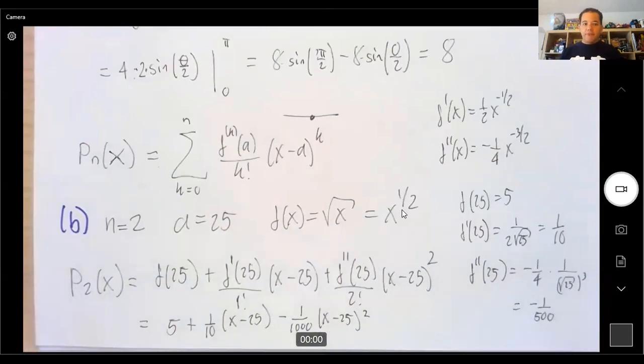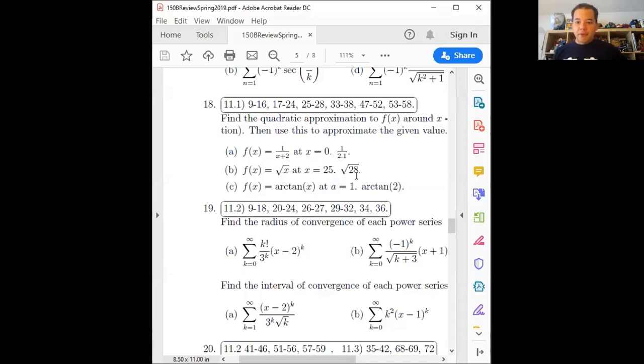Now the second part of the question said use it to approximate. Let's see. It said use it to approximate square root of 28. So how do we do that? Well, that's easy. We just plug 28, right?